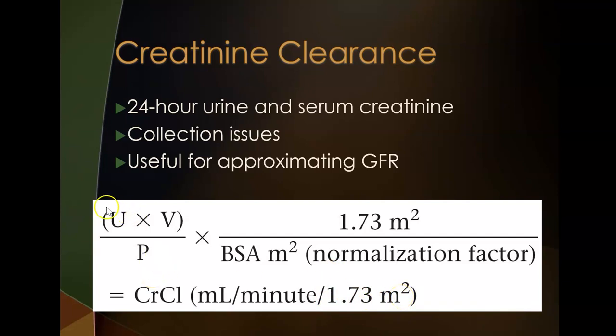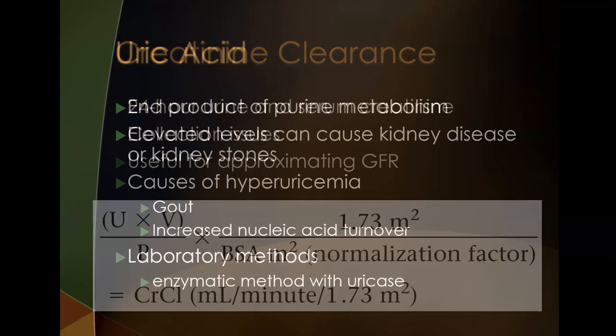So anyway, urine over plasma, if you need to remember that, and times the volume, and it's usually the 24-hour volume divided by 1440, which is the amount of minutes in 24 hours. I think that's what it is. Anyway, so there are formulas out there. You can always just look it up. It's not too hard to memorize that.